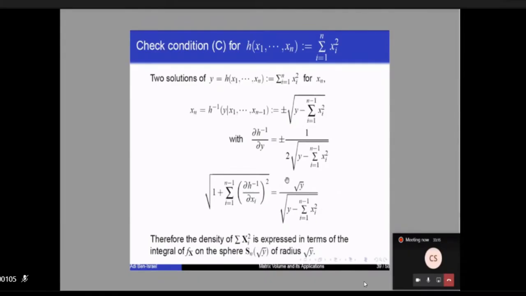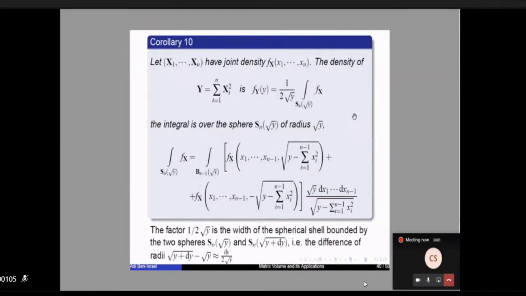And when we simplify, we get the square root of y divided by the same square root. And therefore, the partial of h inverse with respect to y divided by this is simply 1 over 2 square root y. It is independent of the xi's, and therefore the density of the sum of xi squared is expressed in terms of the integral of the density f with respect to x on the sphere of radius square root of y, because on that sphere the sum of xi squared is equal to y.